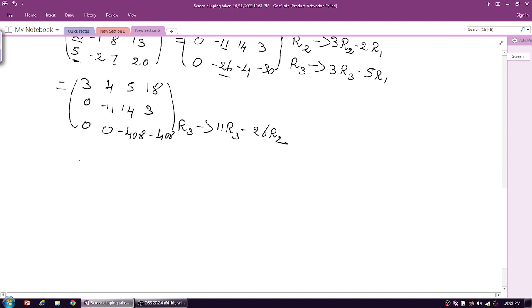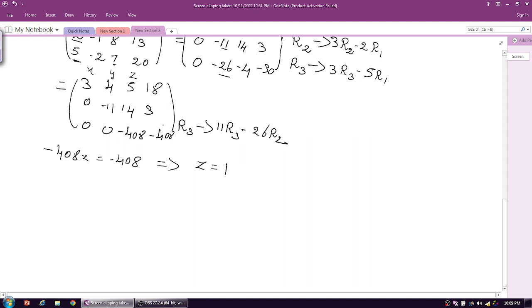Now we will solve this by using the back substitution method. Back substitution is nothing but solving in the reverse order. You know the first column is the coefficient of x, then the coefficient of y, the third one is the coefficient of z, and the last one is the constant term. So now we will expand from the last one. While expanding we will get minus 408 into z is equal to minus 408. Finally, on cancelling both sides we will get z is equal to 1.